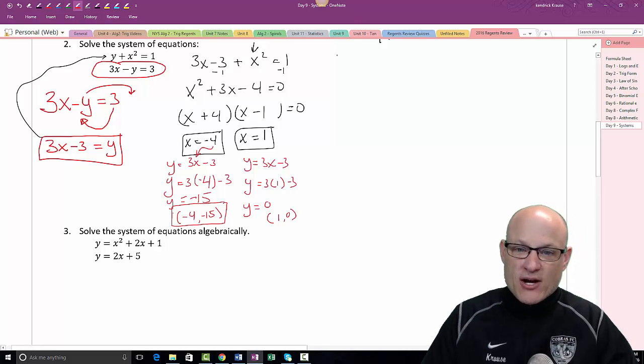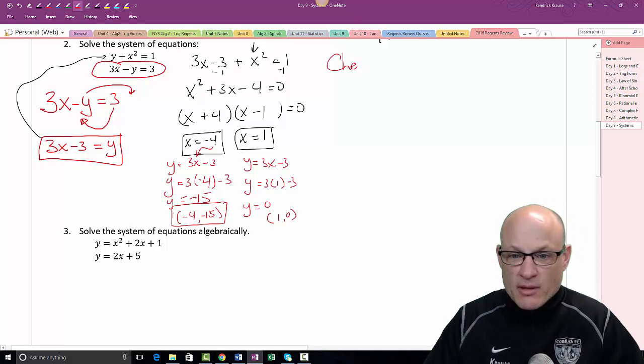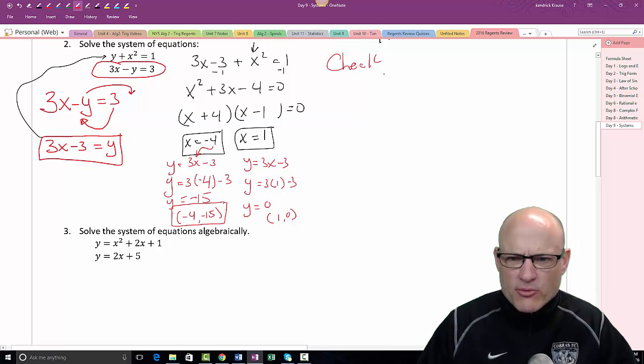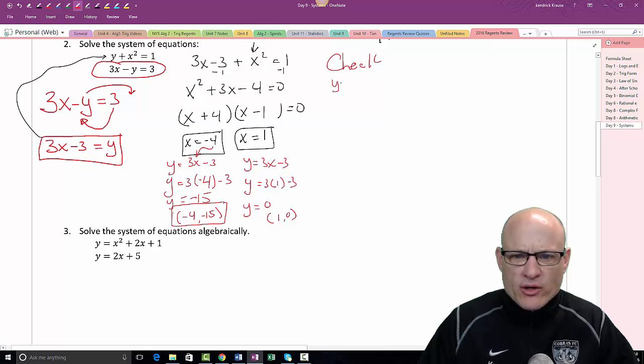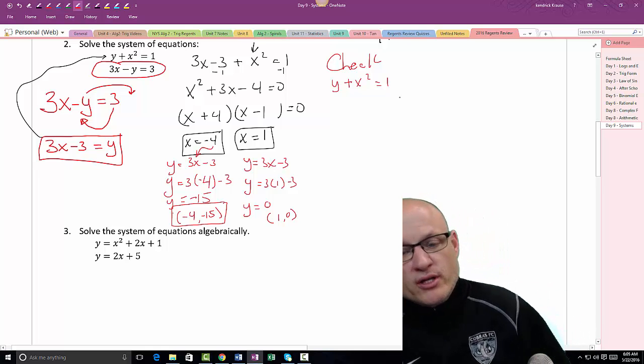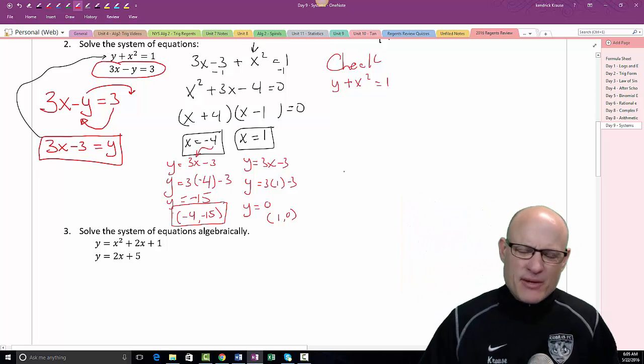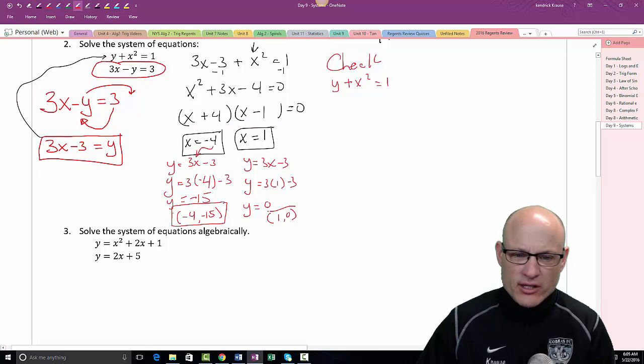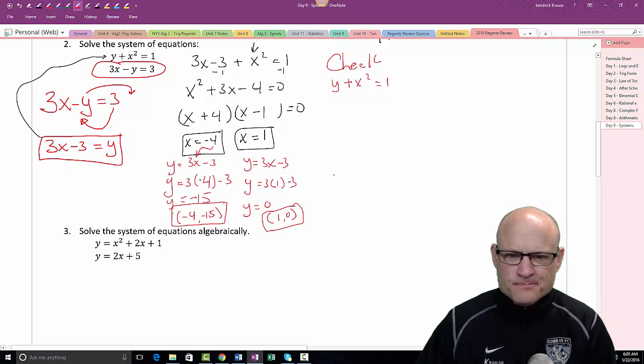So now I'll throw my check down. Check it. Hopefully my big fat head's not in the way over here. Ooh, that could have been a problem in the last problem. We're going to check it in this equation: y plus x squared equals 1. I'll just check it in one equation. You should check it in both equations. I am being a little bit lazy, but I'm not taking a Regents exam, and I'm pretty sure I didn't make a mistake. I hope I didn't.